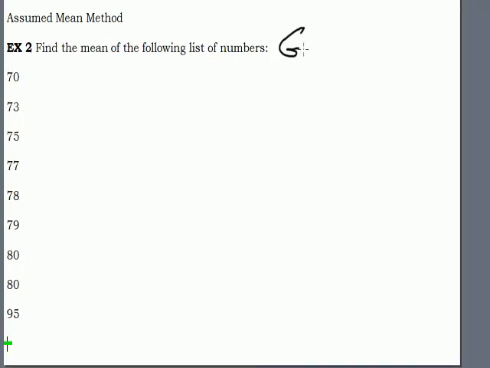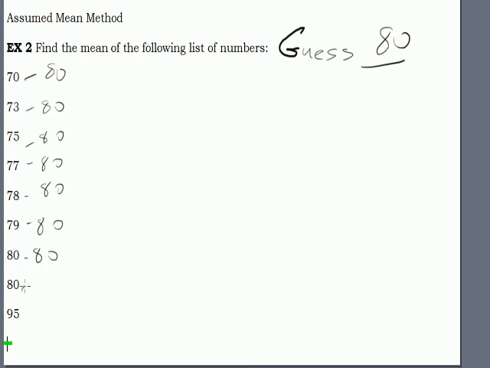Trying the assumed mean method with a different example, let's look through this list of numbers. If I glance over at this, let's pick a guess of 80. I'll point out that 80 was the mode here, which will make my math a little bit easier. So I want to subtract 80 from each of these, and I'll add as I'm doing this. The assumed mean method is typically done by hand. So the goal of this is to make the math as easy as possible.